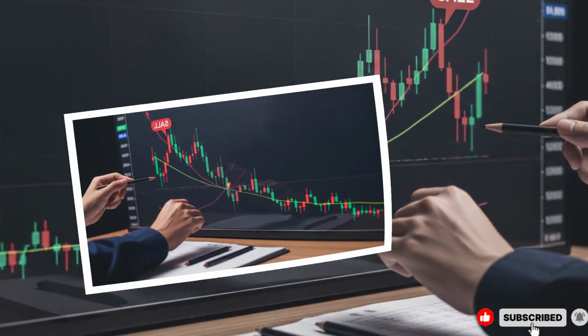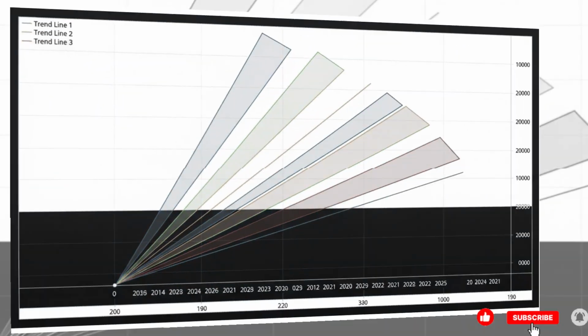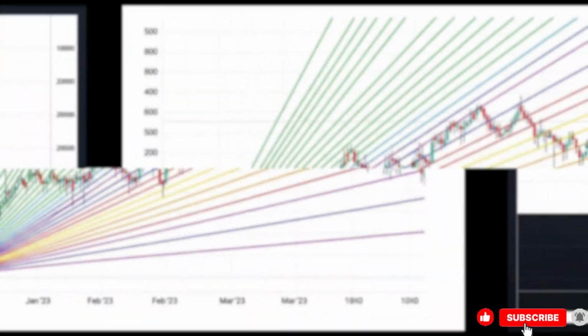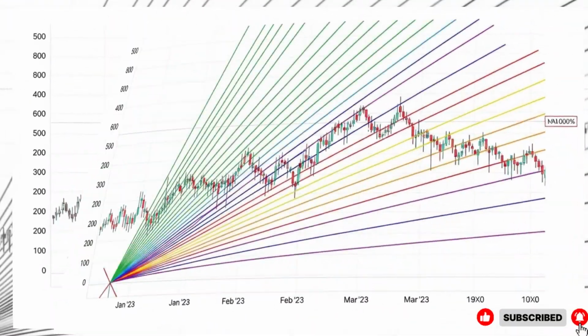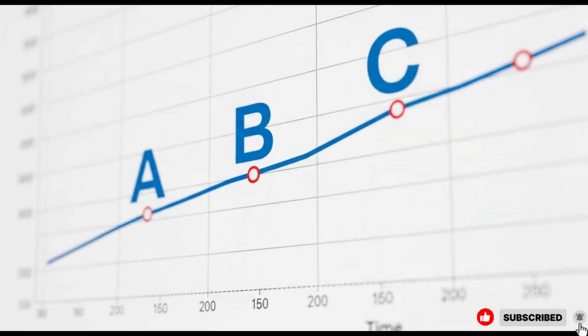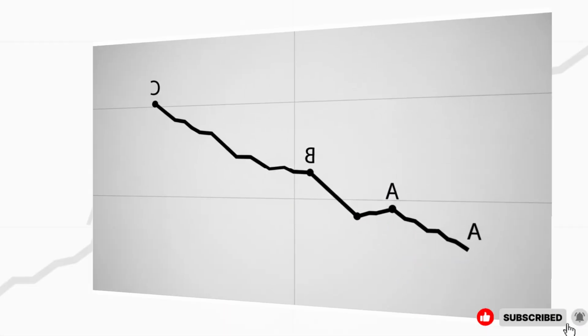Now, let's talk about how to actually draw them correctly. This is where things get interesting. Before you even start drawing, you need to choose a time frame. This depends on your trading style. Whether you're a day trader, swing trader, or long-term investor, your time frame will influence how your trend lines look and behave.